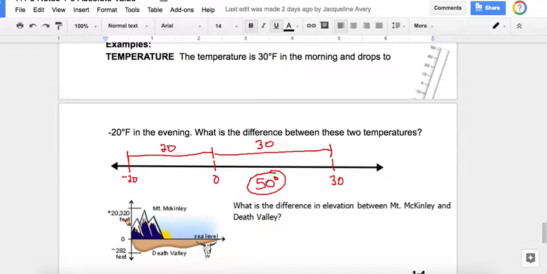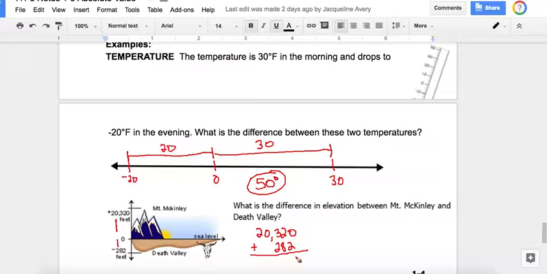And now we have, what is the difference in elevation between Mount McKinley and Death Valley? So the top of Mount McKinley is 20,320 feet. So I want to know how far is that from zero? And hopefully you were thinking 20,320. And the lowest point is negative 282. So that is 282 feet away. And so the top to the bottom, I have to put the two together.